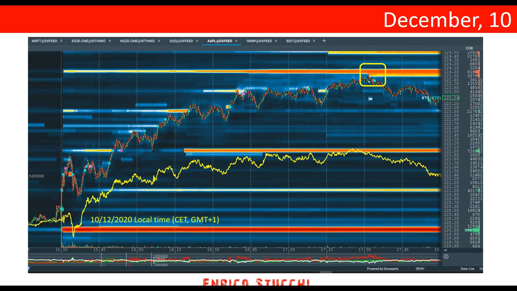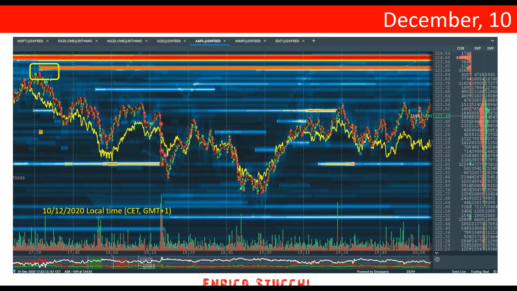Okay, this is another interesting example. Look at this, price goes up, freshly added liquidity here, and the price goes down. This is the zoom, okay? If you zoom, you can see that just before this important level, 124, so a round number, fresh liquidity is added at 80, 90 probably, and the price goes down.